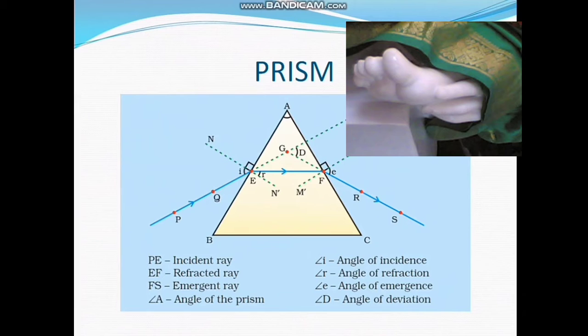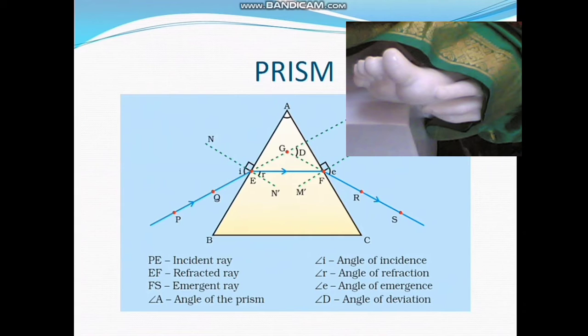Now look into the diagram given. The diagram shows how we can measure the angle of deviation. This can be done experimentally by taking a sheet of white paper and using a glass prism. Place the glass prism on the paper and trace its sides, the triangular base. So you can draw the outline of the prism.